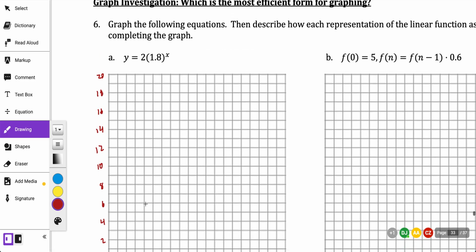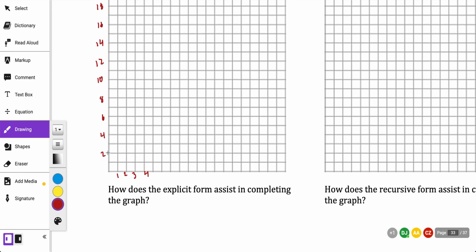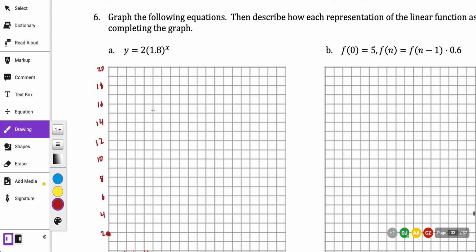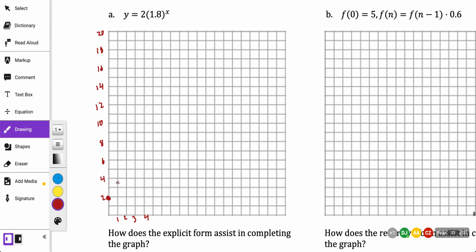And now I need to find my initial value. So if I plug in 0, 1.8 to the 0 power is 1, and 1 times 2 is 2. So that's my first ordered pair. The next one, 1.8 to the first power is 1.8, times 2 is 3.6. So that would be right here.